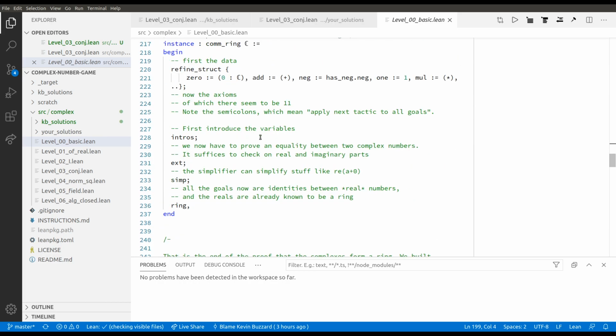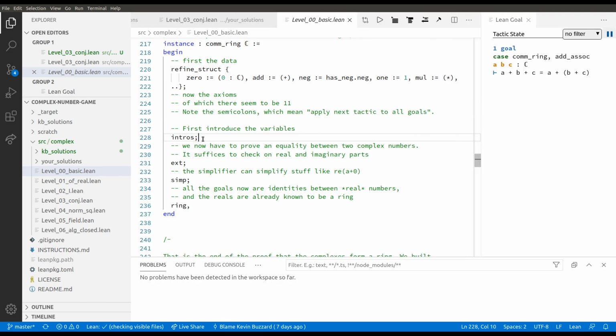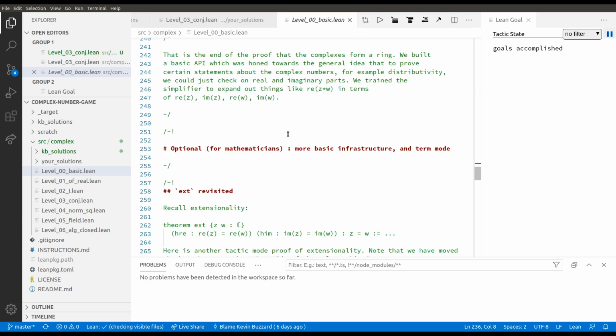And so then the proof that the complexes were a ring looked like this. We introduce our variables, and this is the kind of thing we've got to prove for the complex numbers. And then by extensionality, we've got to prove analogous statements for the real and imaginary parts. And then the simplifier breaks this down into a statement that's 100% about real numbers. And then the ring tactic solves that because the real numbers are already a ring. So that was what we did last time.